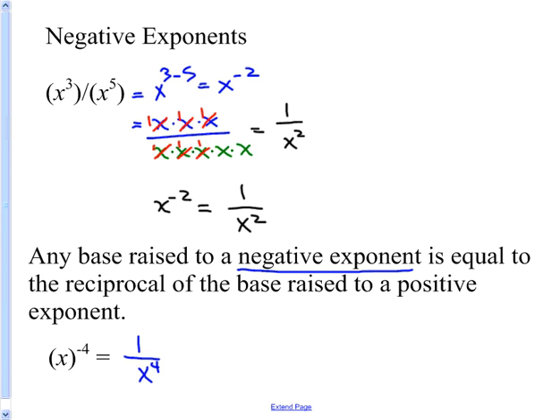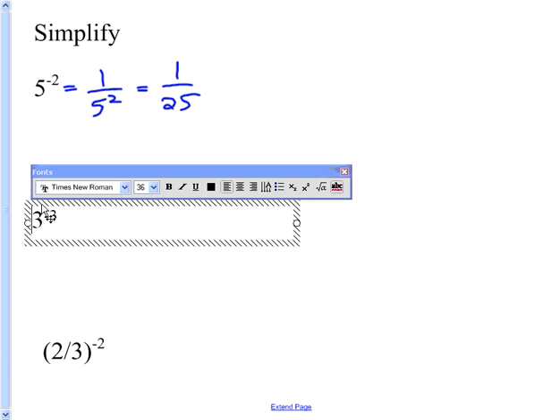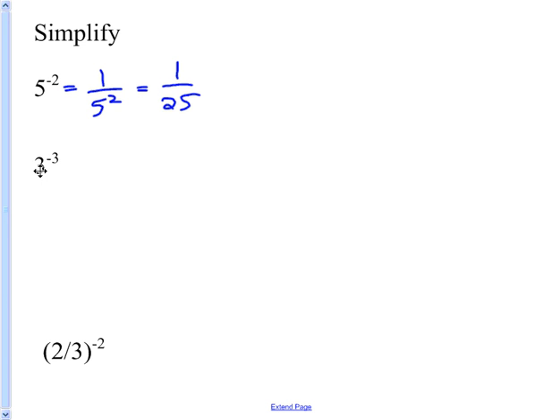Now, how does this play out? Well, there's a couple things we should be able to do with it. When I get something like this, back to a numeric base, and we ask you to simplify it, well, what does that really mean? This really means 1 over 5 squared. And 5 squared, remember, not 5 times 2, but 5 times 5, this would be 1 over 25. What about this one? When I have 3 raised to the power of negative 3, well, that's the same as 1 over 3 raised to the positive 3, which is 1 over 3 times 3 times 3. 3 times 3 is 9 times 3 is 27.